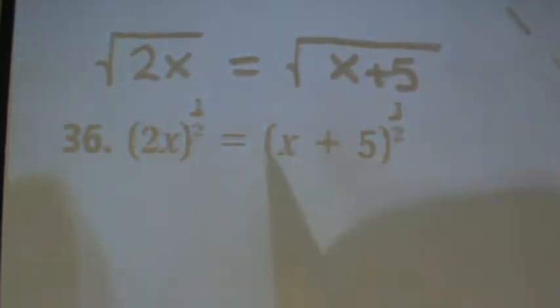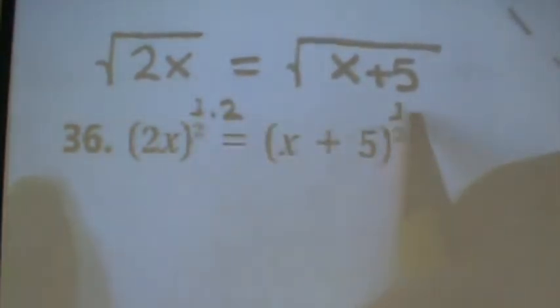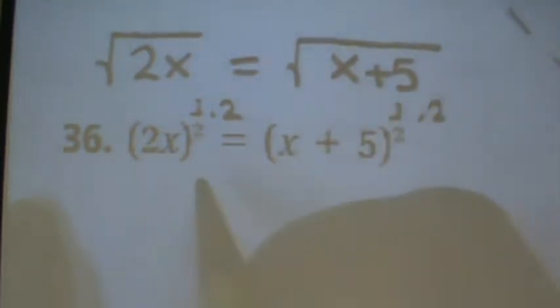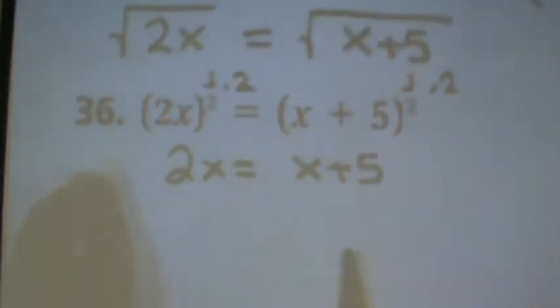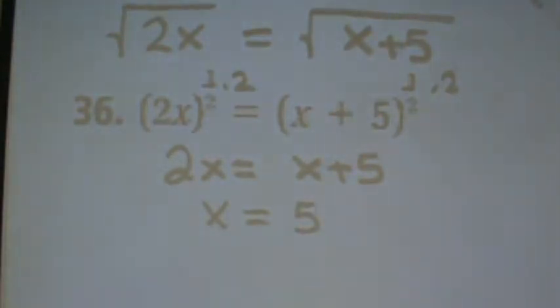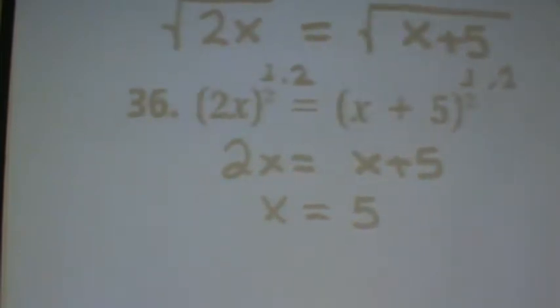Square both sides, so these cancel. 1/2 times 2 is 1. So you just have 2x equals x plus 5. Very simple. Now subtract x, and what's the answer? 5. Good? Yeah.